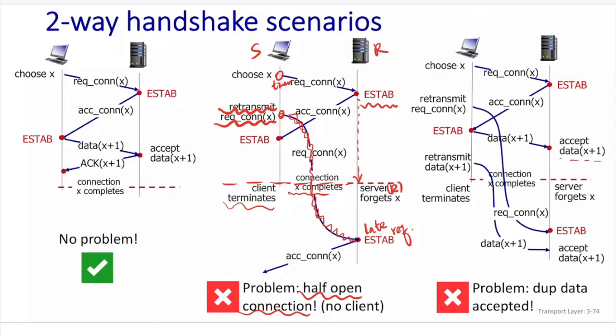Okay, half open. When you open a new connection, as a receiver, you need to set up a socket number, set up a buffer, and consume some resources. So if you have a lot of half open connections, it is not good for the receiver. It is just one example of how a late request or retransmit request will cause a half open connection.